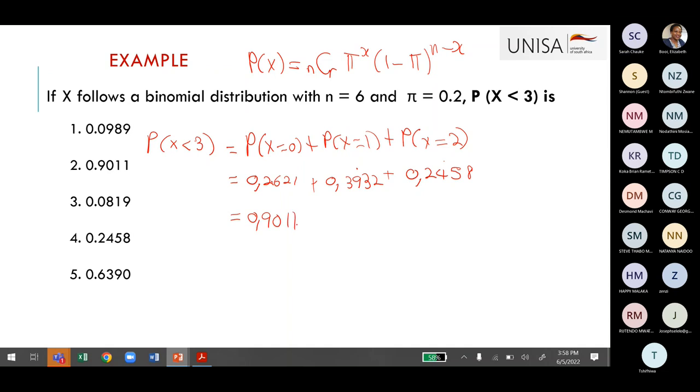0.2621 plus 0.3932 plus 0.2458, which equals 0.9011. This is option number 2. That's how easy it will be if you use the formula. But sometimes, remember, like I said, it might be a little bit tricky.